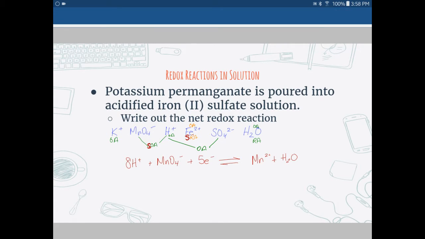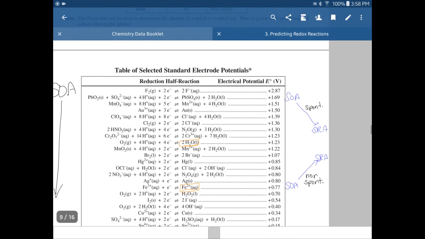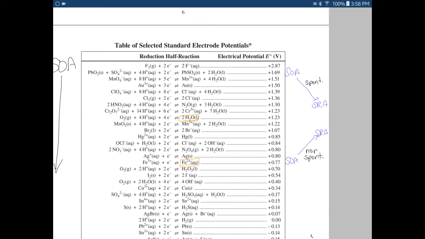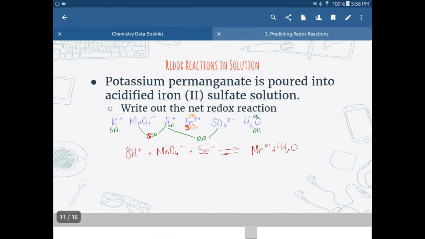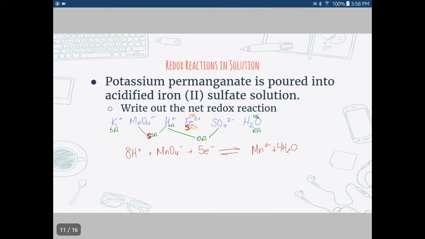Now I'm missing some balancing here. Let's just see what I've missed. Okay, so we have MnO4-, 8 hydrogens, and 4 water molecules. Okay, that helps us out a little bit. Okay, and then we see here too that we have our reducing agent, and our reducing agent is read from the right to the left. So we start with our Fe2 positive, and we go to Fe3 positive plus 1 electron.